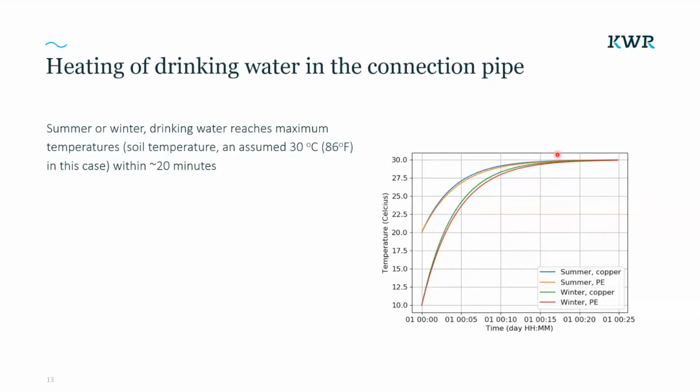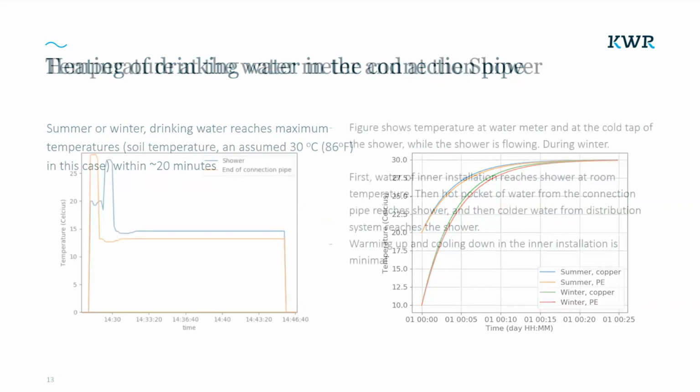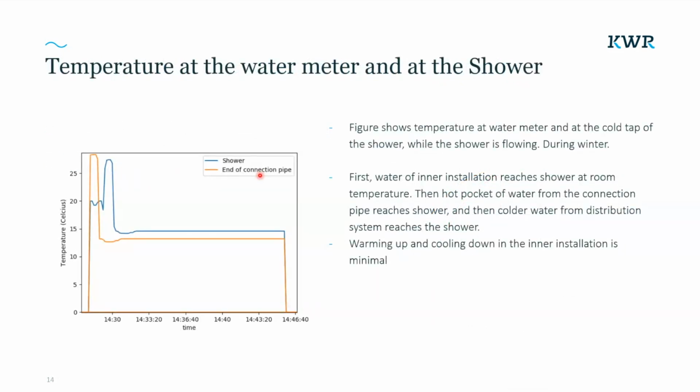But still, in both cases, we reach this maximum temperature rather quickly, and the material of which the connection pipe is made, copper or PE in this case, which are the two most common ones in the Netherlands, does not really have any effect on the speed or the maximum temperatures that are reached within the connection pipe. So what does this mean for the water entering the house itself?